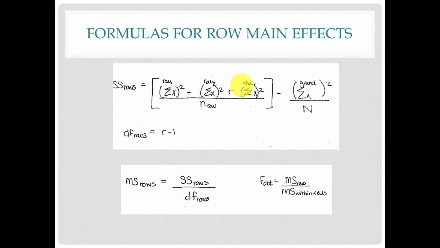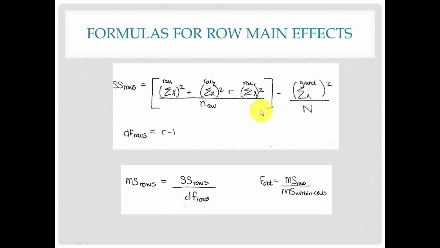If you only have 2 rows, then you'll only have these 2 figures. If you have 3 rows, then you'll have a third figure here. If you have 4 rows, then you'll include a fourth. You'll have row 4 sum of x squared. Okay, and then you're going to divide that entire value by n row, which means the number of total people in the entire row. So it's going to be this n plus this n plus this n. Okay, so the cell plus the cell plus the cell.